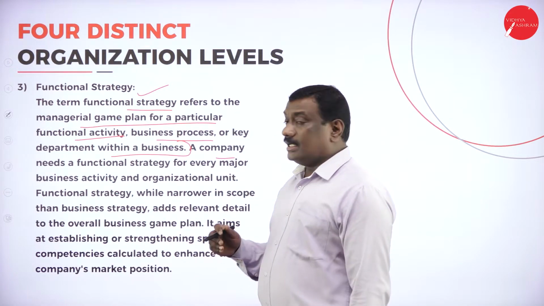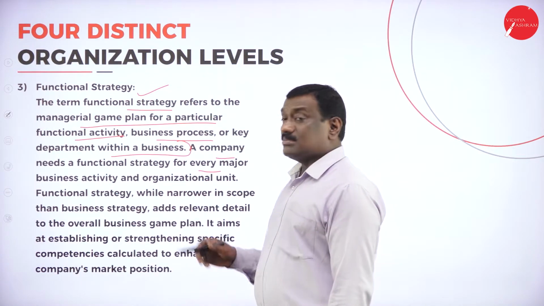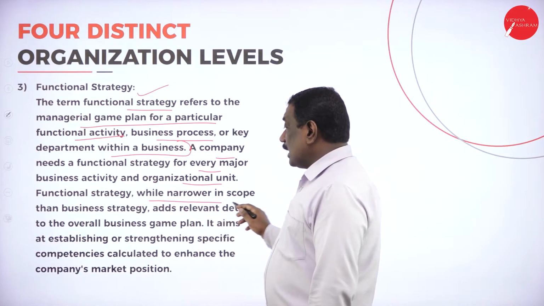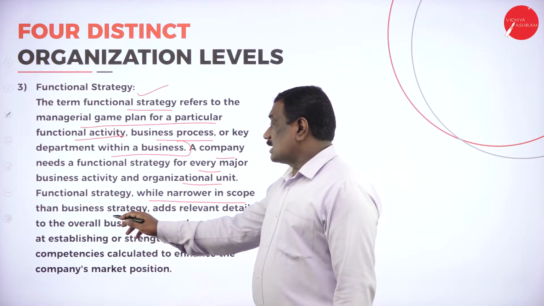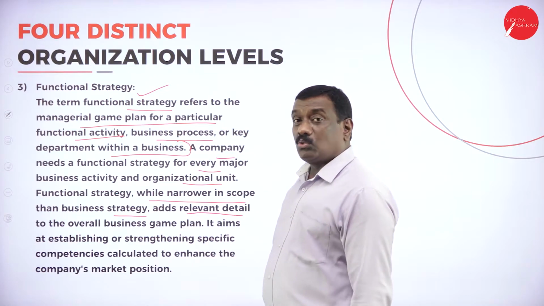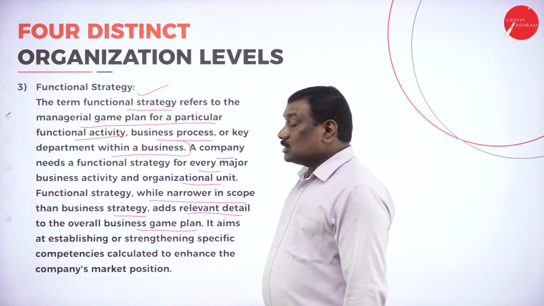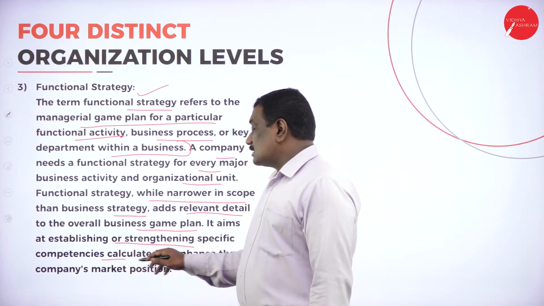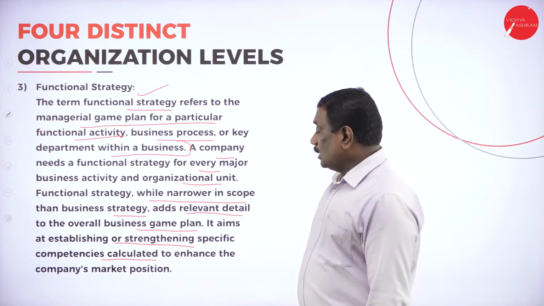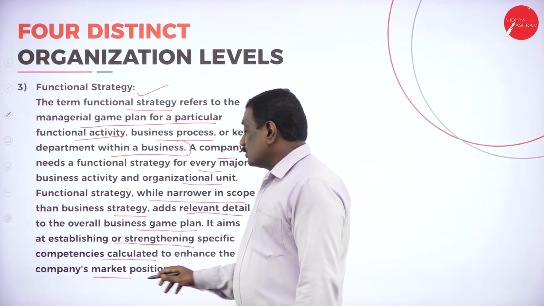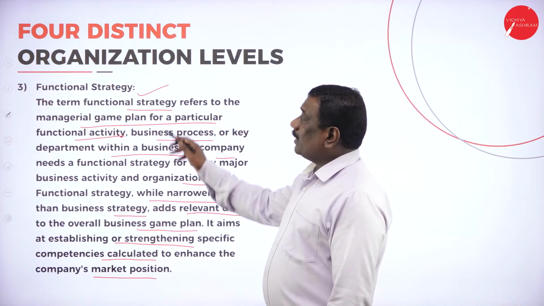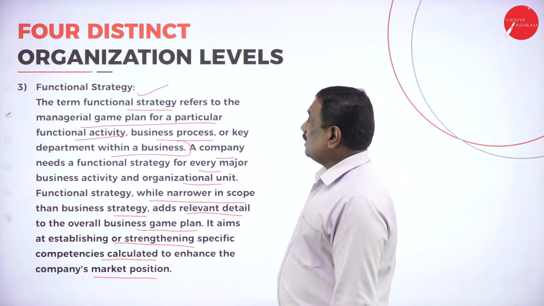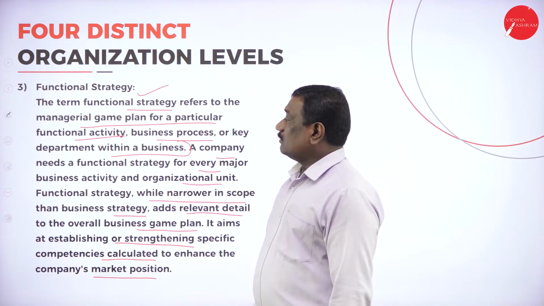Here a company needs a functional strategy for every major business activity or organization unit. Why? Because functional strategy, while narrower in scope than business strategy, adds relevant details to the overall business game plan. Its main aim is to establish or strengthen the specific competencies which have been calculated in order to enhance the company's market position. So I'll repeat, the functional strategy refers to the managerial game plan of a particular functional activity, business process, or key department within a business.